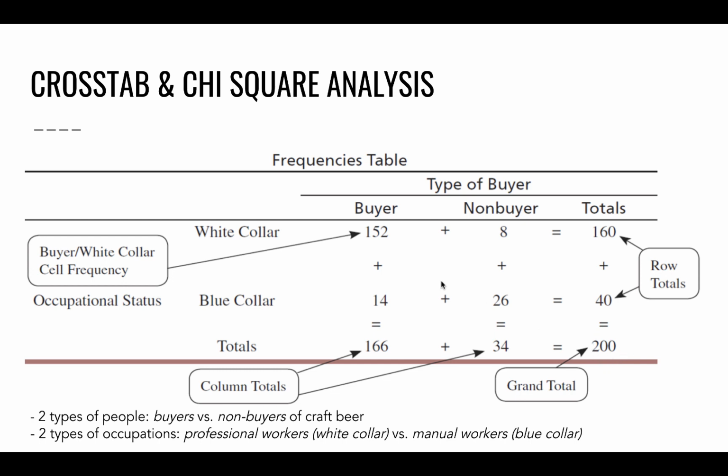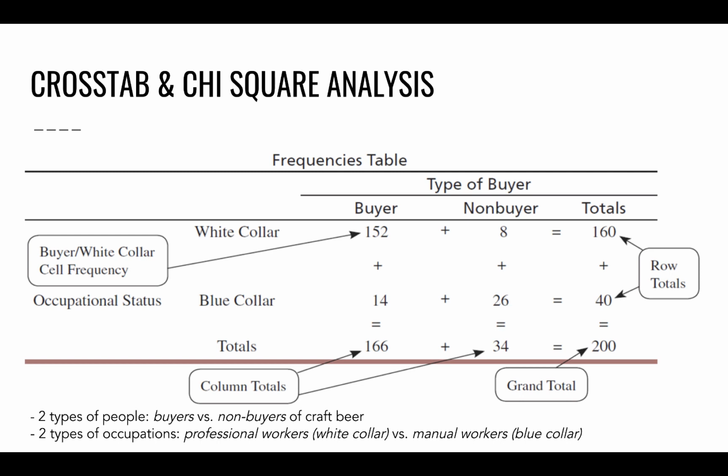So these 200 people, you can look at these raw frequencies in a crosstab table, and you can also tell that if I were to ask you how many white collar workers do we have in our sample in total, well, that is 152 plus 8, so 160 white collar workers and only 40 blue collar workers. And we have 166 buyers of craft beer, out of which 152 happen to be white collar and 14 happen to be blue collar. And we have 34 non-buyers of craft beer, 8 of them being white collar workers and 26 of them being blue collar workers. So this is a way to dissect the data in just simple raw frequencies.